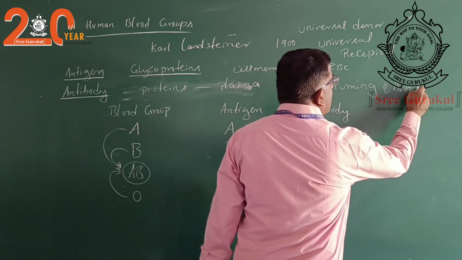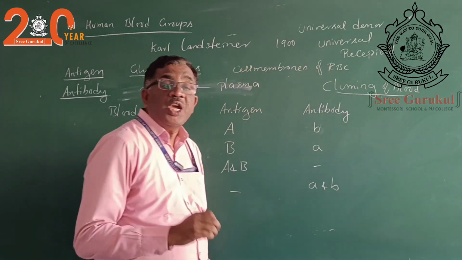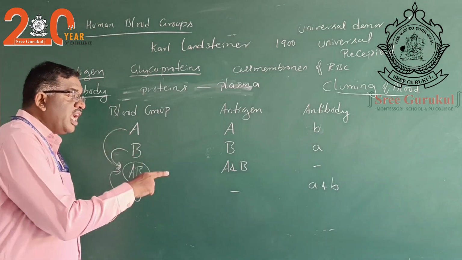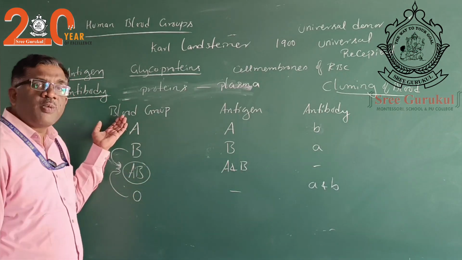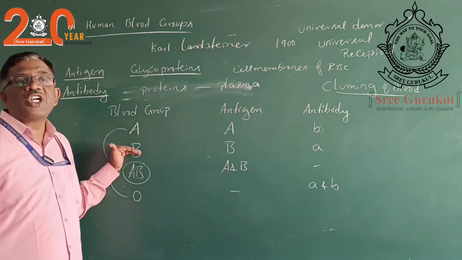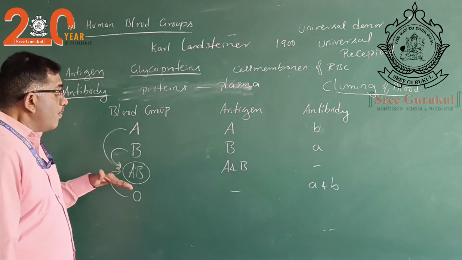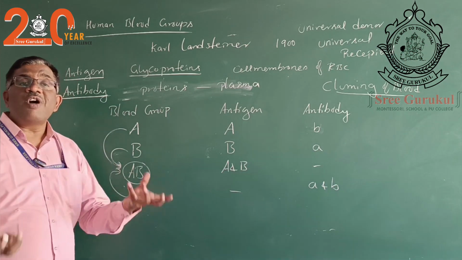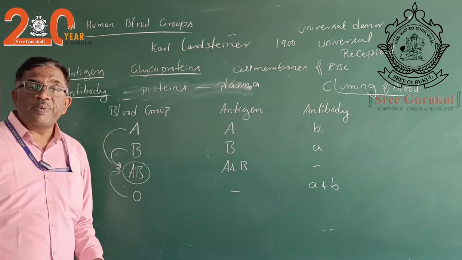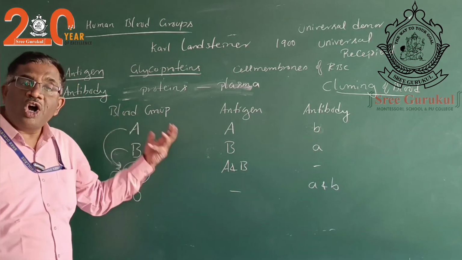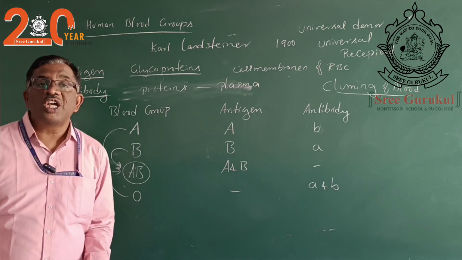If A antigen comes in contact with A antibody, then clumping of blood, that means clotting of blood, takes place. That's why a B blood group person should not donate to A, and an A blood group person should not donate to B. But an AB person can receive from all blood groups, since AB is the universal recipient. An O blood group person can donate to all, hence O is called the universal donor.